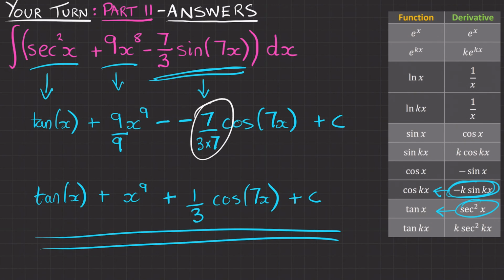Just another trick if you're unsure how that worked. Think of it as 7 over 3 divided by 7. That will become 7 over 3 times 1 over 7. That ends up becoming 7 over 21, and that simplifies to 1 over 3.